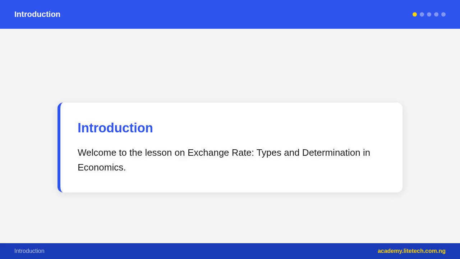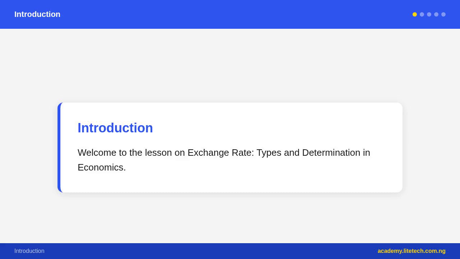The direct quotation expresses the exchange rate as the number of units of domestic currency per unit of foreign currency. For Nigeria, $1 equals 1,500 naira. The indirect quotation expresses it as units of foreign currency per unit of domestic currency. 1 naira equals $0.00067. The nominal exchange rate is the rate actually observed in the market.